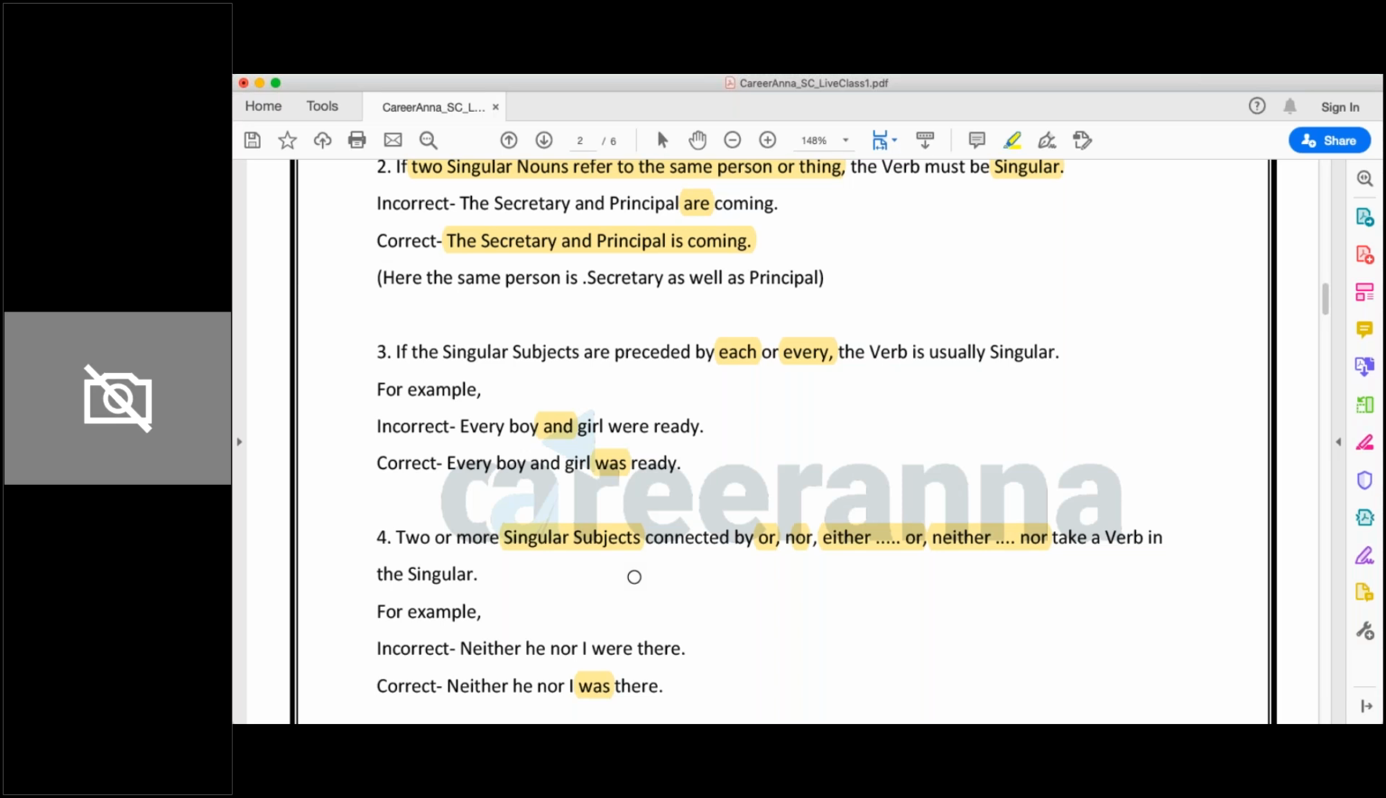So, everyone, we have discussed so far 4 points. Very easy to remember. You need to remember in what case my verb must be singular and in what cases my verb can be plural. Now let's move to the next set of rules.